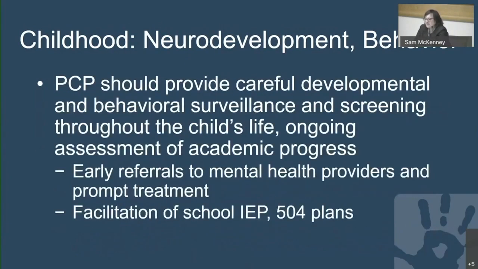The primary care providers should provide careful developmental and behavioral surveillance and screening for these children, really throughout the child's life, with ongoing assessment of academic progress. We generally recommend early referrals to mental health providers, therapists, and prompt treatment. And the primary care physician can facilitate help in school, including development of IEPs and 504 plans.